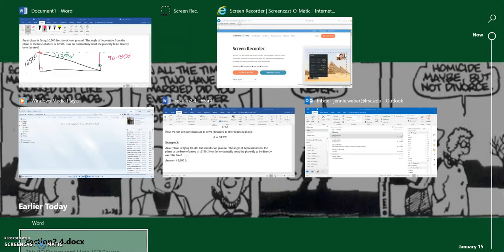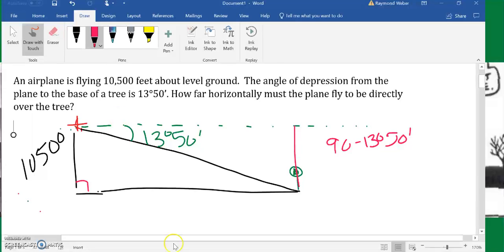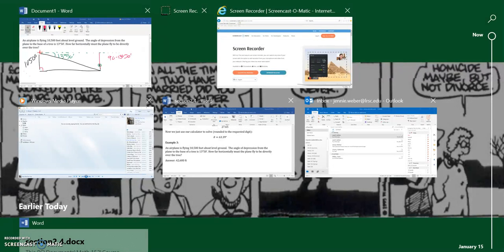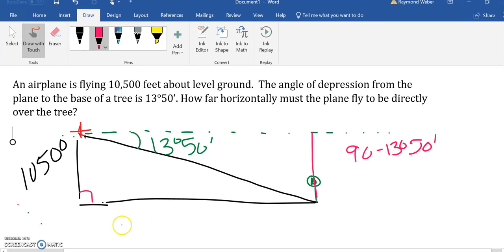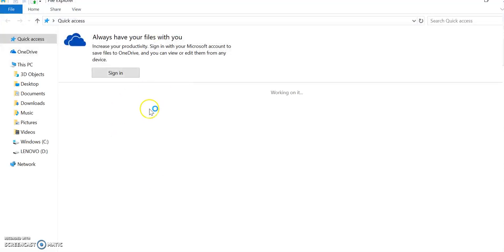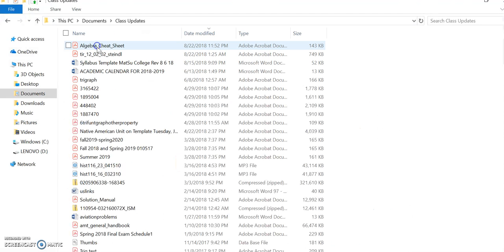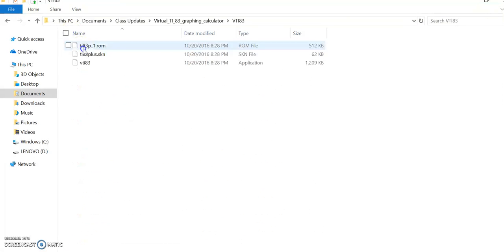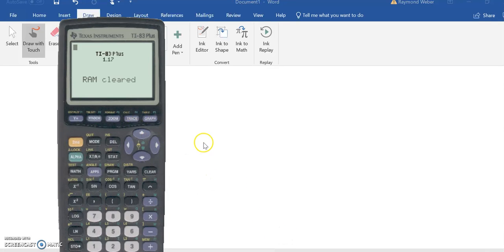And I forgot to open up my calculator. So you get to see me find my calculator here. Okay, so we have a calculator.